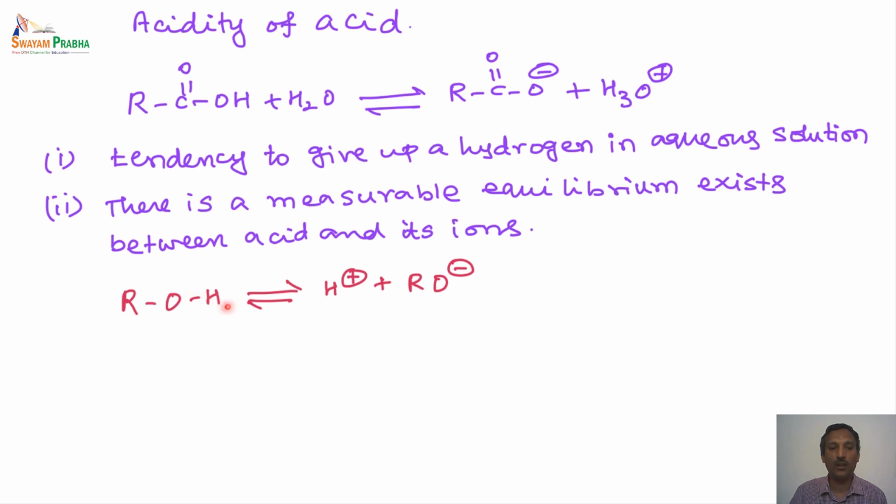If we take alcohol, it can also dissociate into H plus ion and RO minus ion, but this dissociation doesn't have any measurable equilibrium. So this equilibrium does not exist. That is the reason only the carboxylic acid dissociation equilibrium exists. That is how we can say acids are much more acidic.